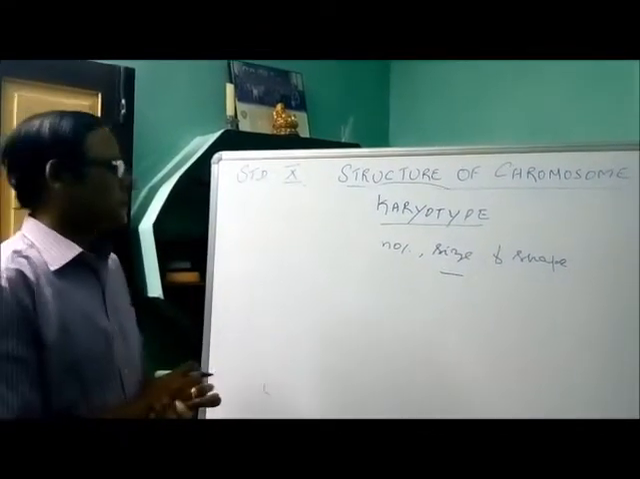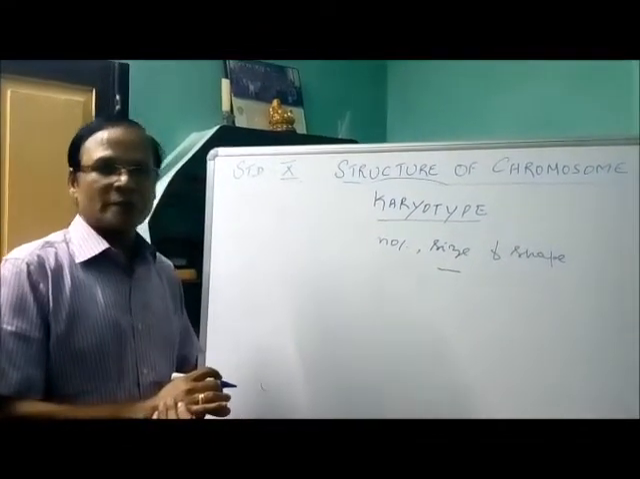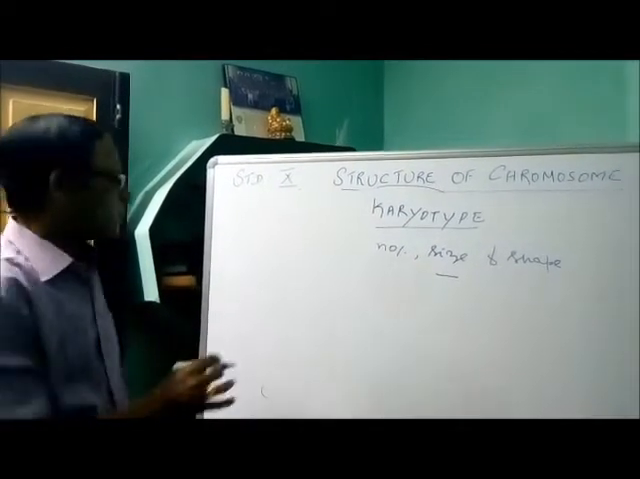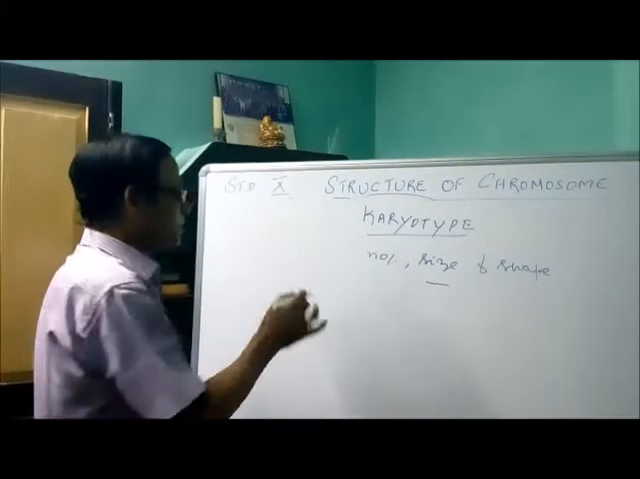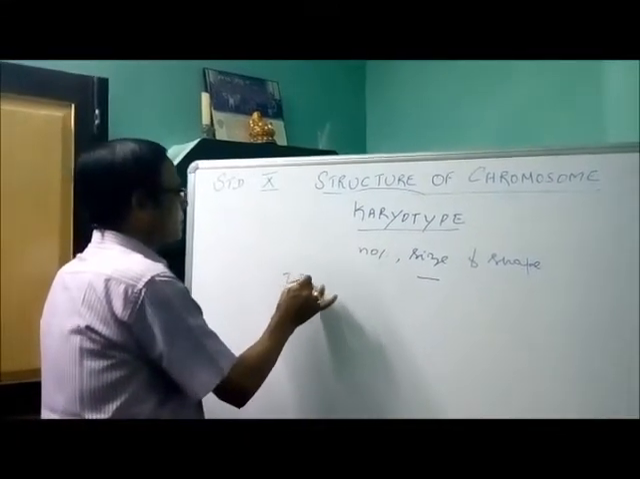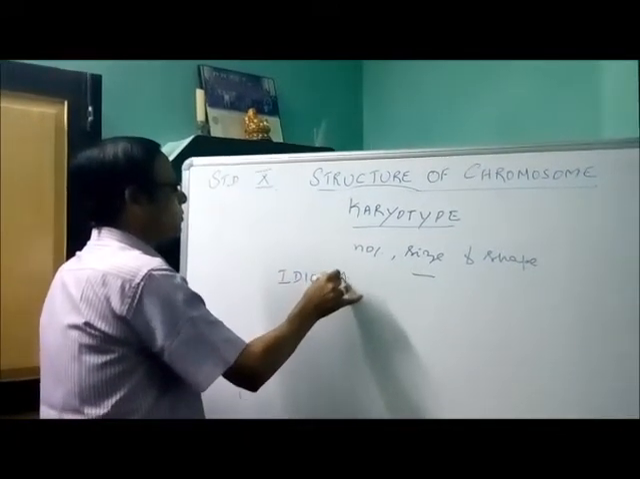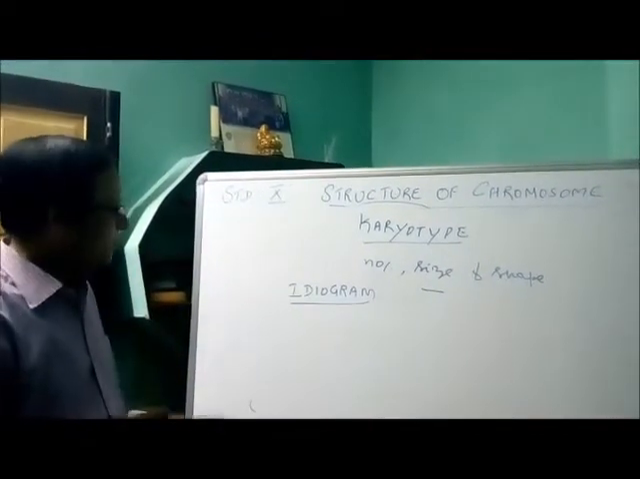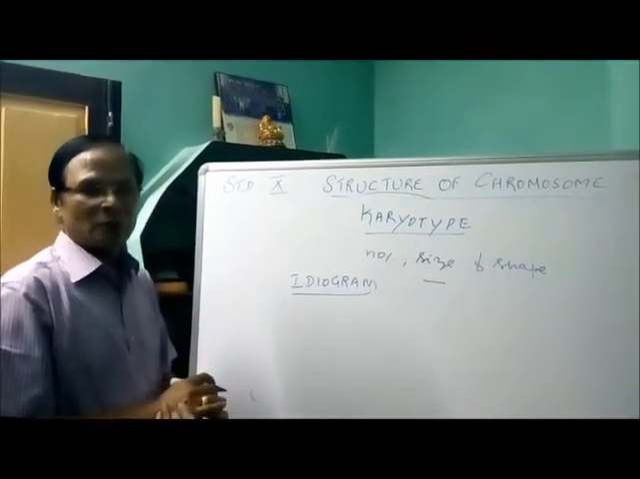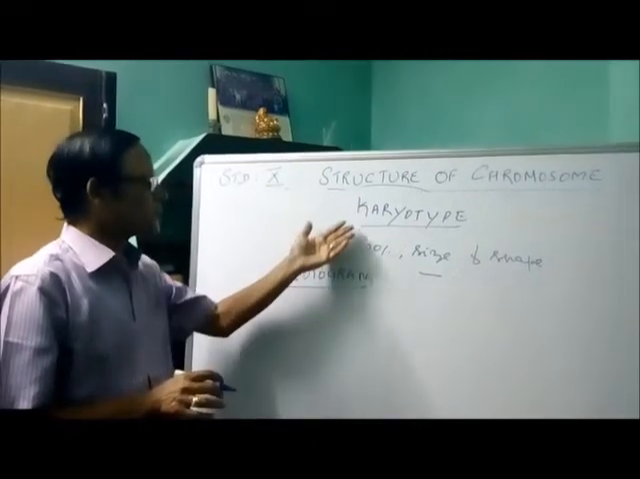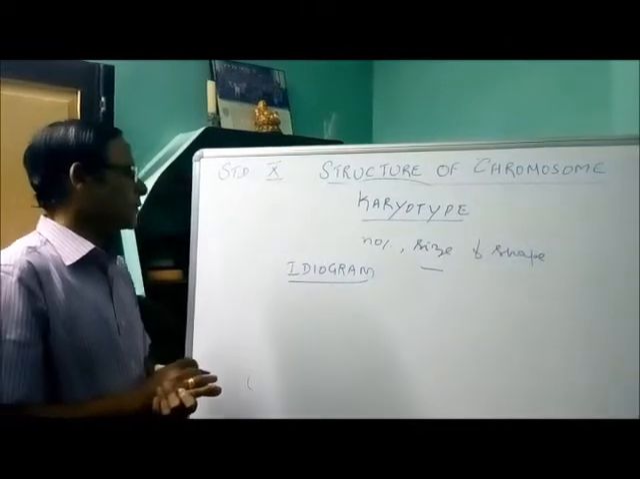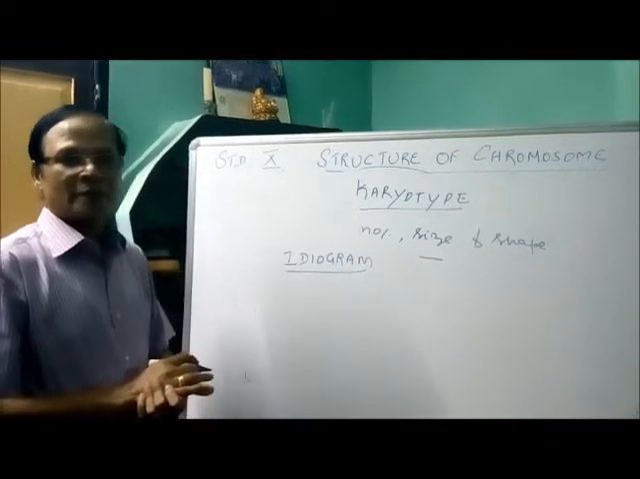Now we can represent the chromosomes in a diagrammatic manner, and that method of representation is called ideogram. What is ideogram? The diagrammatic representation of the chromosomes, or the diagrammatic representation of the karyotype of a species.